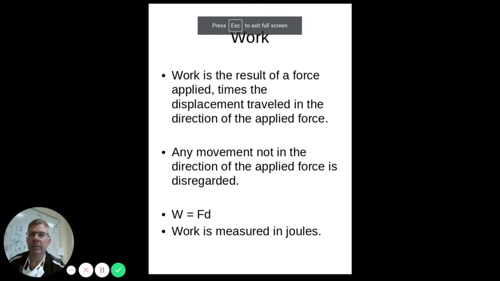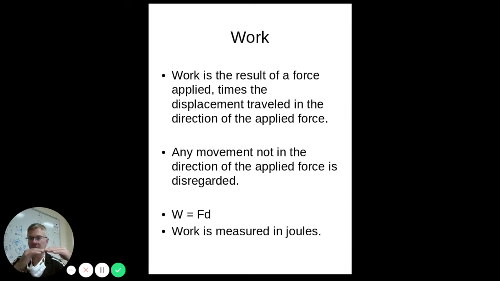Okay, chapter 5. Work is the result of a force applied times the displacement traveled in the direction of the applied force. Any movement not in the direction of the applied force is disregarded. So if I'm pushing on something this way and it moves this way or that way, because the force is applied horizontally, the only work I'm concerned about is the horizontal work done. If it tends to go up a ramp, the elevation is irrelevant. It's only in the direction it is.